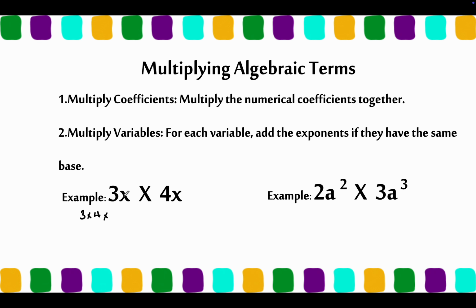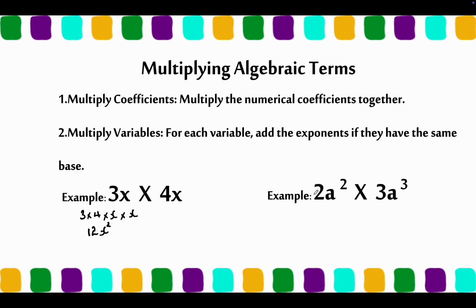For 3x, it had 1x there, as well as for 4x, it had 1x there. Now when we multiply 3 times 4, we would get 12. And when we multiply x times x, it would give us x squared.